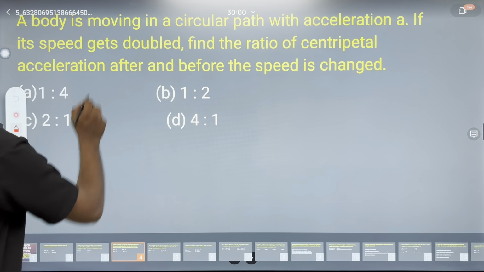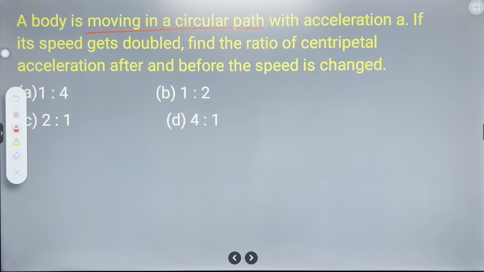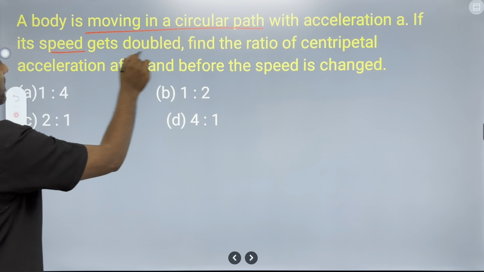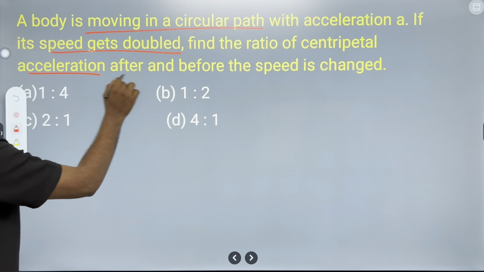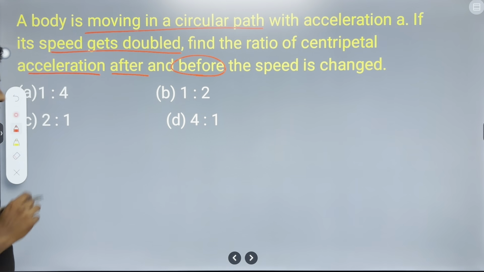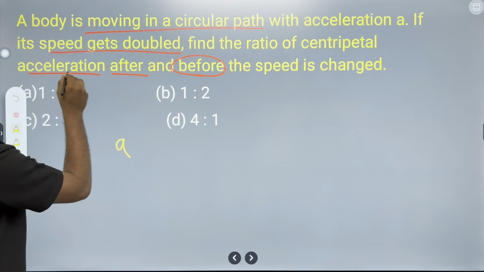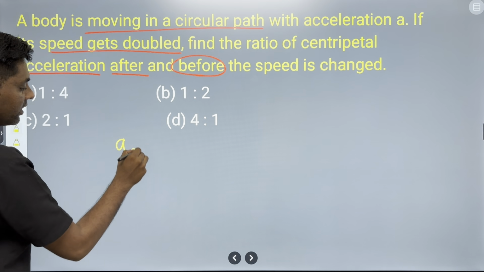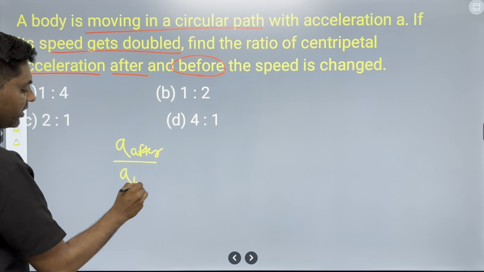The body is moving in a circular path with acceleration a. If its speed gets double, find the ratio of centripetal acceleration after and before. So what we have to calculate? बहुत ही simple solve करना है. हमें calculate करना है centripetal acceleration after divided by centripetal acceleration before.